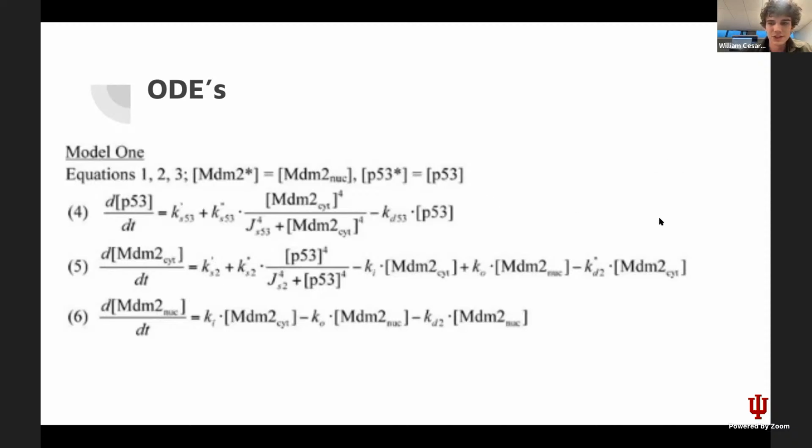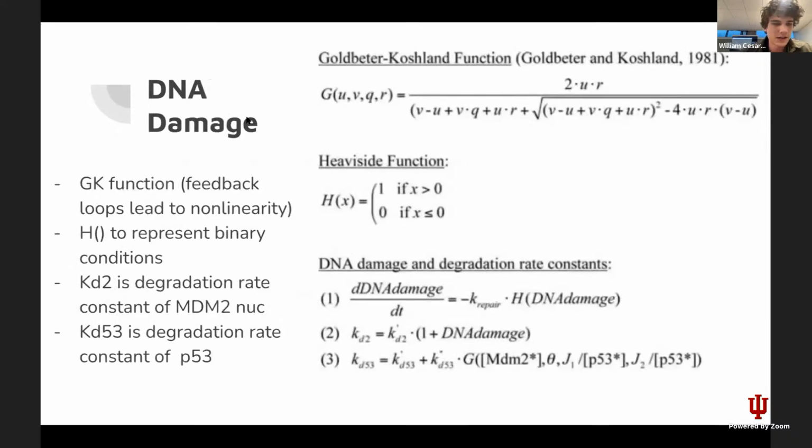And so I essentially took these equations and changed some of the parameters, which I will go into later. DNA damage, they simulated by using this Goldbeter-Koshland function, which is very hard to understand. I tried to read the paper, but it's essentially a function that scientists use to simulate feedback loops that lead to oscillations. And also they used just a binary step function.